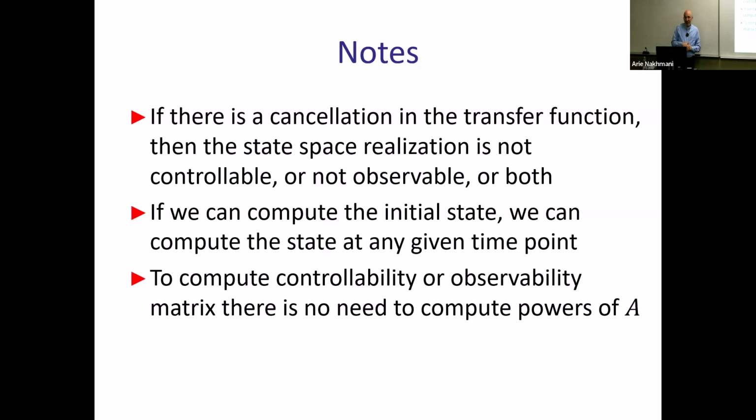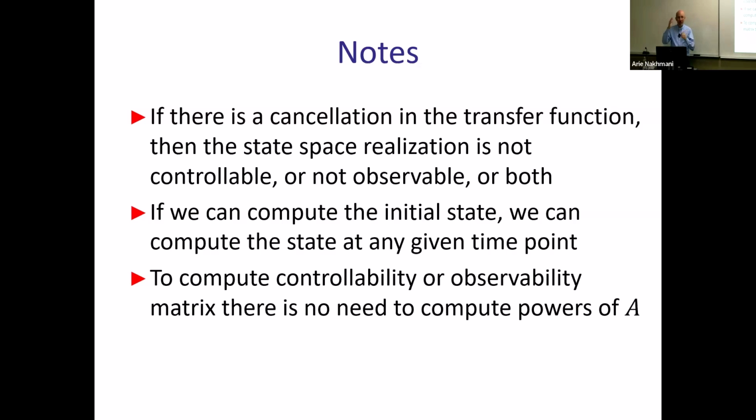To compute controllability or observability matrices, you don't need powers of matrix A at all. This is just a trick for computations. Like, don't compute A squared, A cubed, A whatever. Here's how it goes. So you need vector B for the controllability matrix, then AB. So you multiply matrix A by vector B. You get another vector. Okay, this is the second column in the matrix.